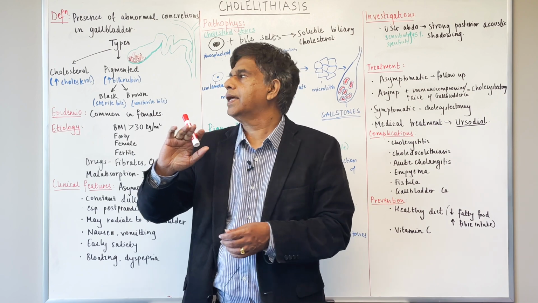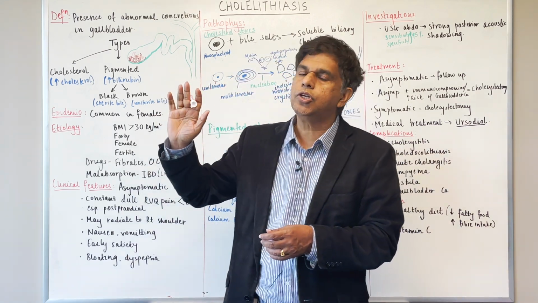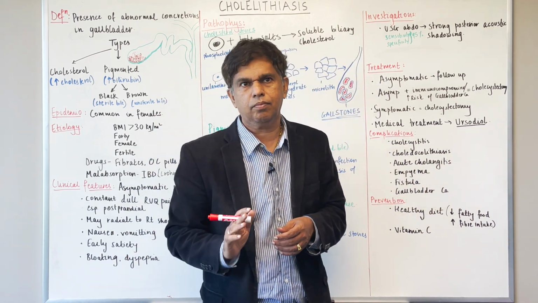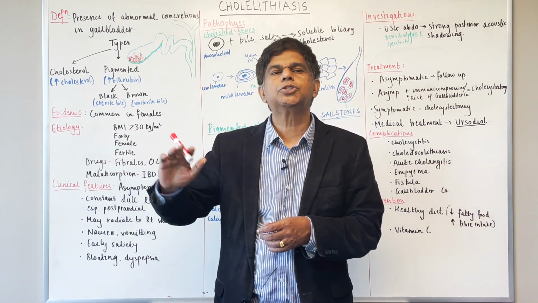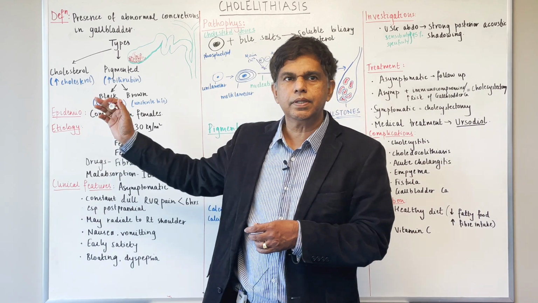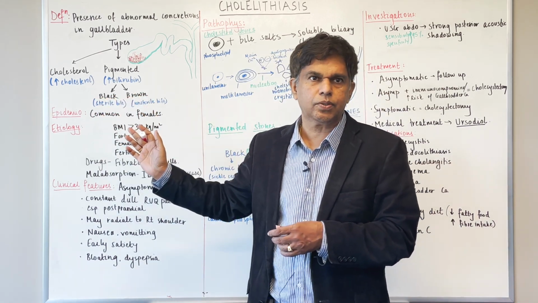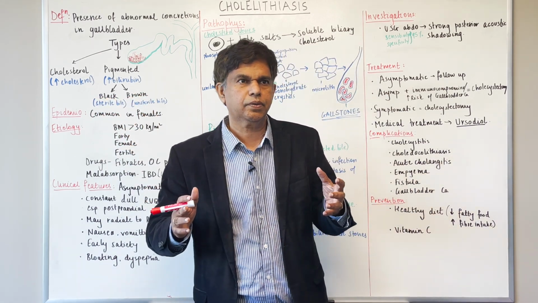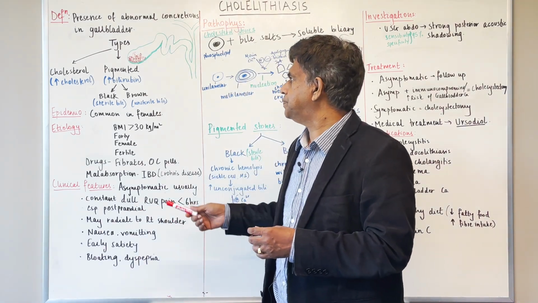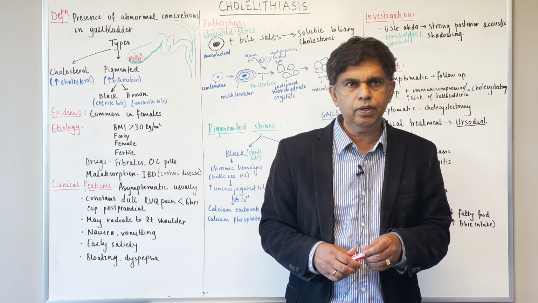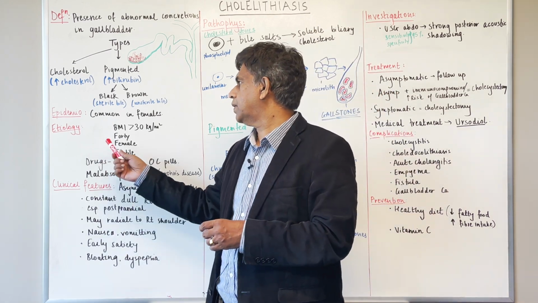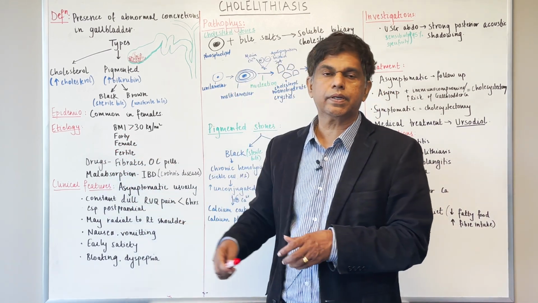So let's look at the definition: presence of abnormal concretion in the gallbladder, right? Could be cholesterol, that's the majority of the stones, and it could be the other one, brown and black pigment stone also. Remember, that's our definition. Okay, everybody got that? Now, if you look at epidemiology, just remember females it's more. That's the number one.